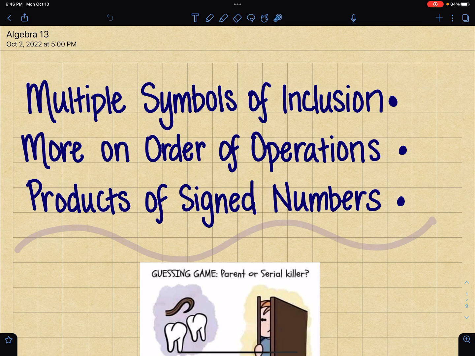Here we go. Today's lesson, we are going to talk about multiple symbols of inclusion. So now that you have mastered a set of symbols of inclusion, kind of like parentheses and brackets, we're going to talk about what do you do when there's multiple ones of those in an equation. Then we're going to talk a little bit more on order of operations. And then there are some really cool rules on products of signed numbers. So that means what happens when we multiply a negative by a negative and stuff like that, okay?